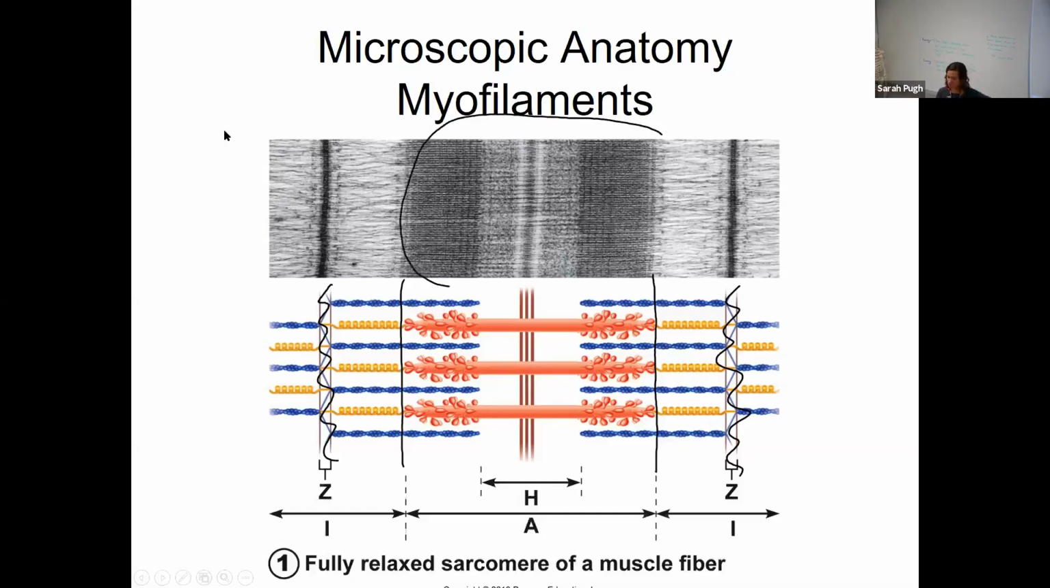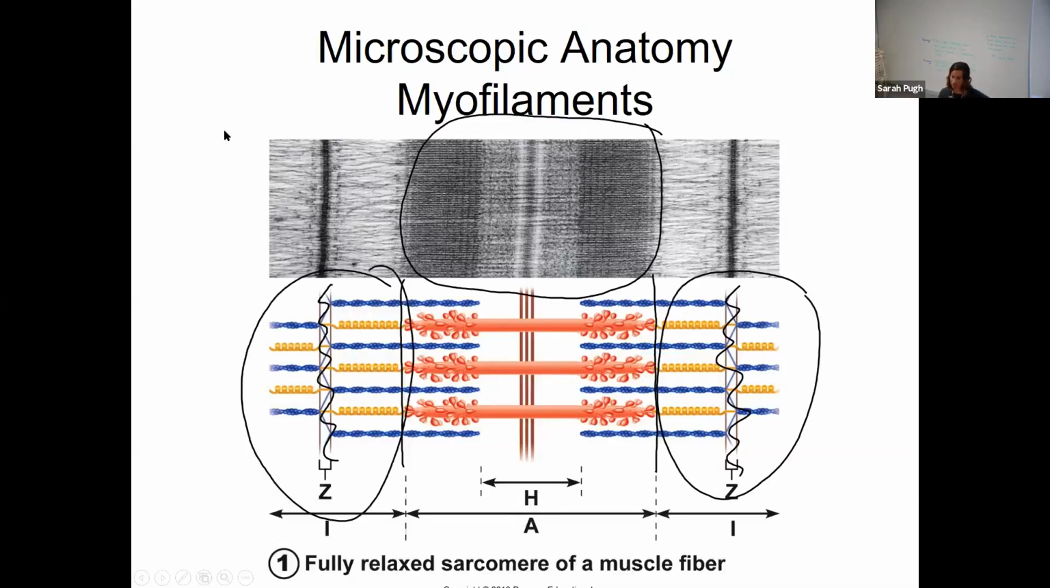Look at it up here under the scope. Looks dark. Remember A for dark? Over here, we have our I band, right? Only gonna find those actin, that thin filament. So up here, notice it looks light in color. So remember, I for light.